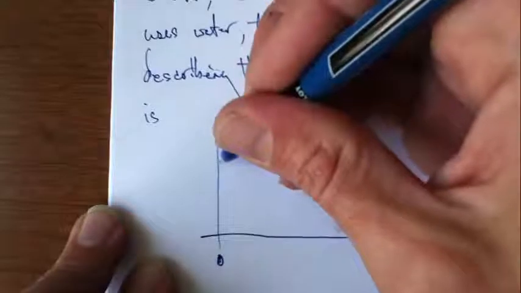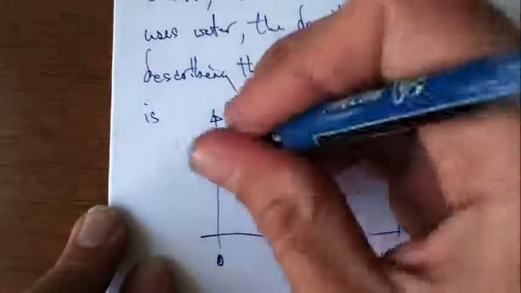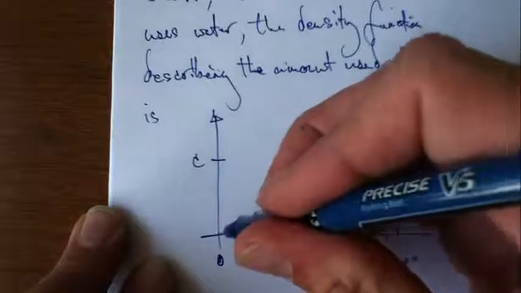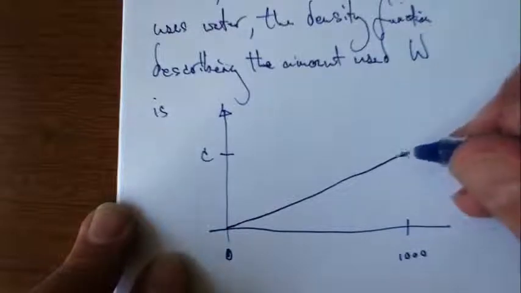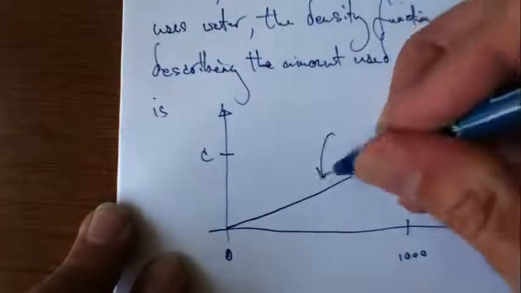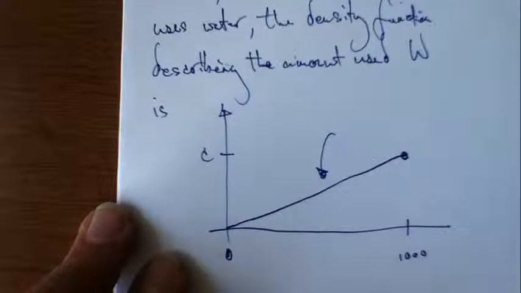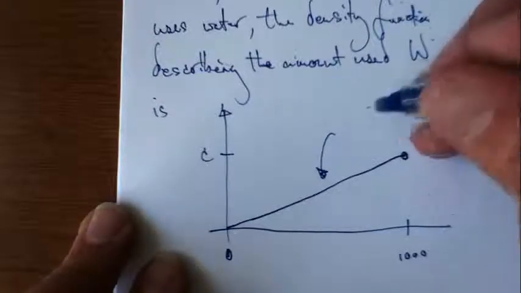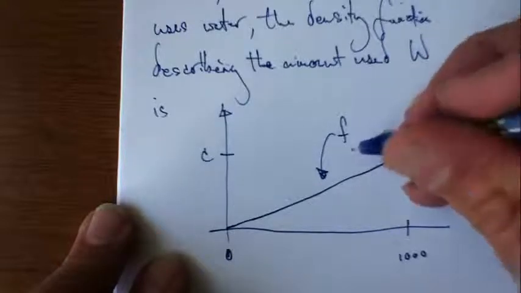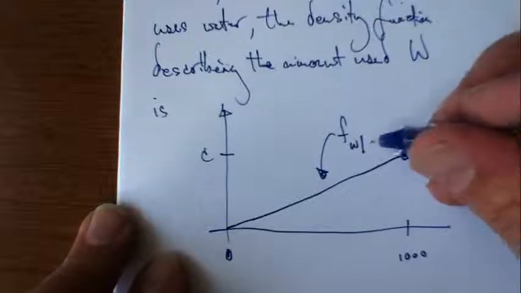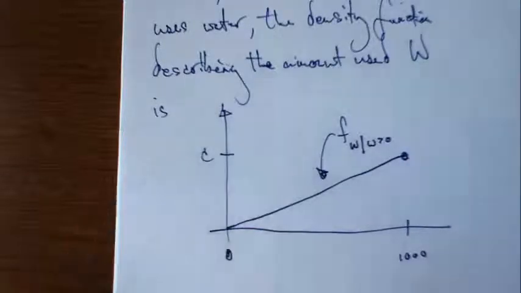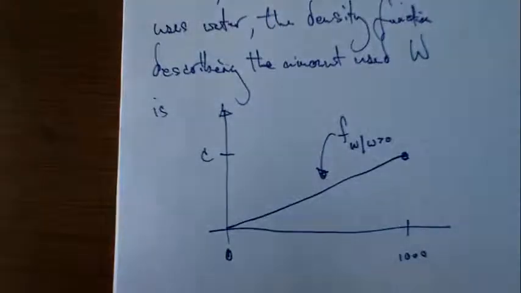I don't know how high this is going to go. We'll just call it C. And I'll make this go up to C. Like this, I guess. So this is not a real density function. Let's see, how do I want to write this? I could say that maybe this is the density function for W given that W is actually greater than 0. So if I tell you, in fact, that we're washing cars today, then we're going to use some water, and then we'll have a proper density function.